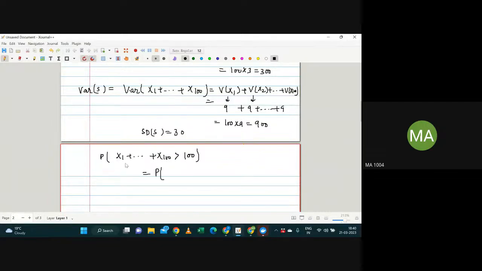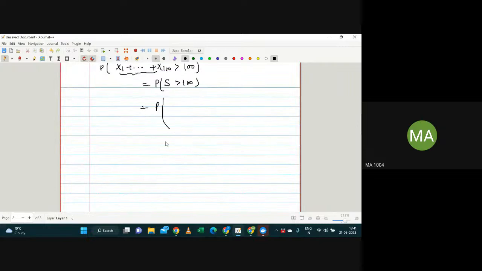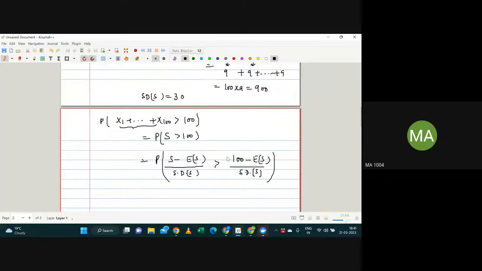So we have S. We can do S minus expected value of S divided by standard deviation of S greater than 100 minus expected value of S divided by standard deviation of S. So far it is clear for everyone? Yes, sir.